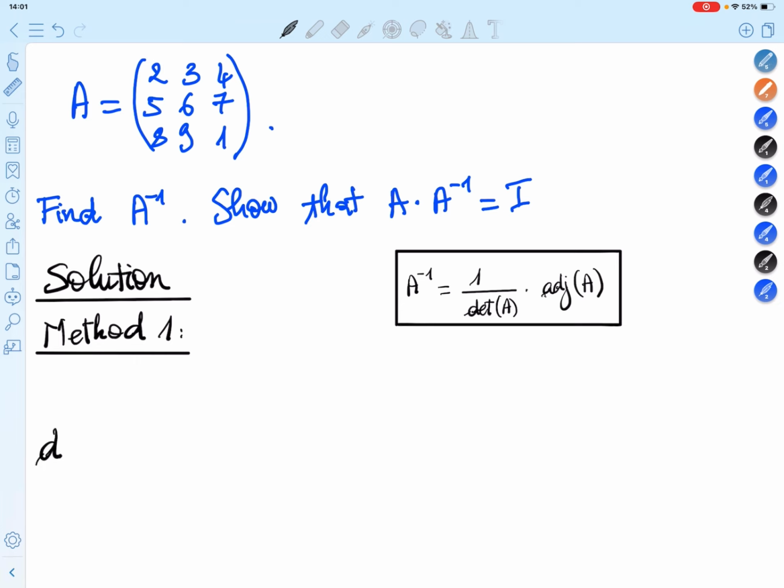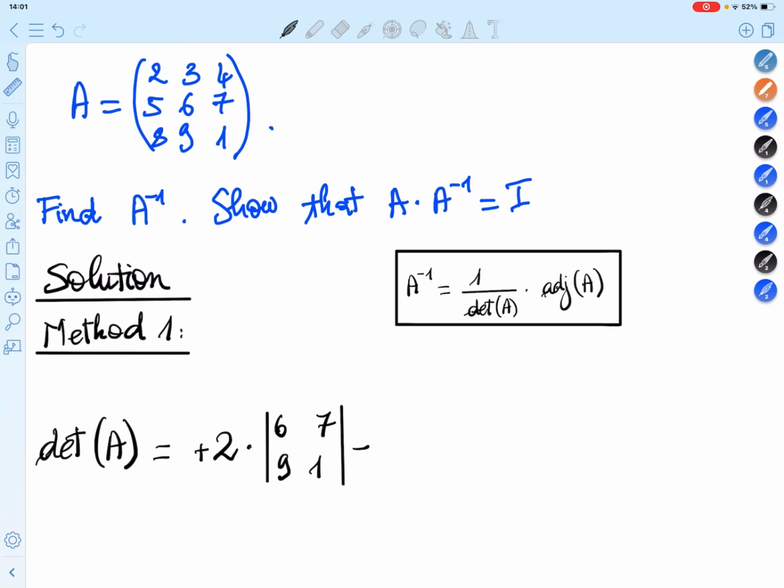So determinant of A would be equal to, we take the first here with a positive sign, so plus 2. We multiply it by the determinant of this. When we hide this and this, we would remain with this matrix, right? So we multiply by this determinant, so 6, 7, 9, 1.